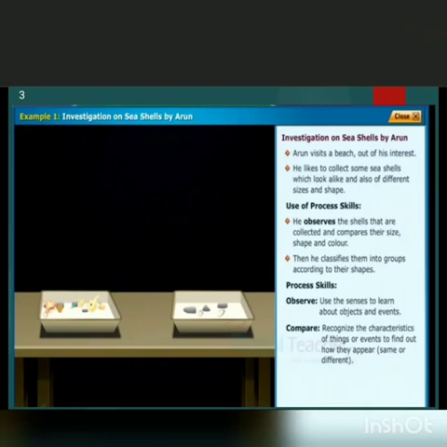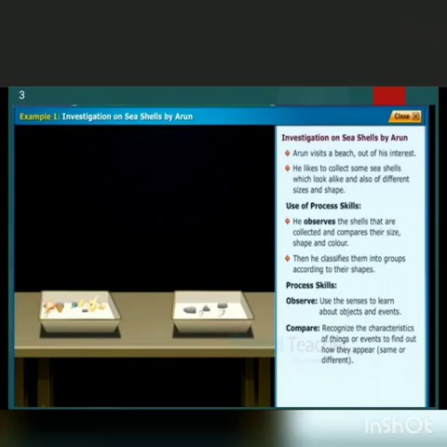Arun visits a beach. Out of his interest, he likes to collect some seashells, which look alike and also are of different size and shape. Arun uses different process skills. He observes the shells that are collected and compares their size and color. Then he classifies them into groups according to their shapes. Process skills he uses are observe, compare and classify.